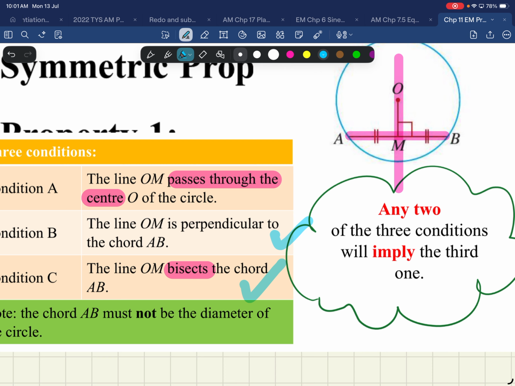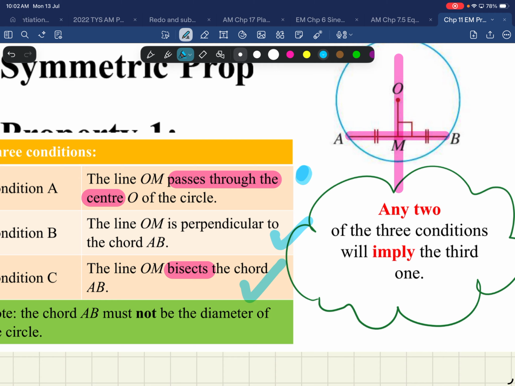If the question says OM is a perpendicular bisector of AB, that means it satisfies two things already. Perpendicular plus it bisects. Then I can confirm and I can assume very surely that OM must pass through the center of the circle. I repeat one more time. If the question tells you the line OM is a perpendicular bisector of AB, I can assume that it will pass through the center of the circle. That means two conditions out of the three conditions are satisfied. The third condition can be assumed to be correct.